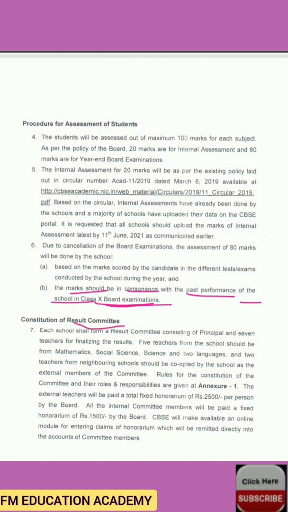For this, a result committee is formed, and that result committee will consist of the principal of the school and 7 teachers for finalizing the results. Each teacher will be of different subjects, and 5 teachers will be from the school, of different subjects like mathematics, social science, science, and 2 language teachers. And apart from these 5 teachers of the school, 2 teachers will also be called from neighboring schools, so that there is no partiality, and they should be co-opted by the school as external members of the committee.